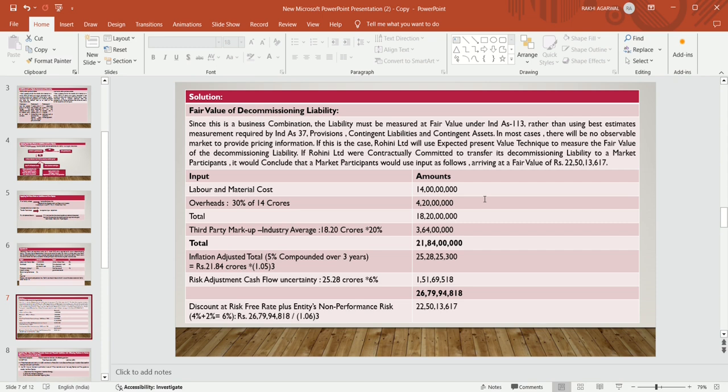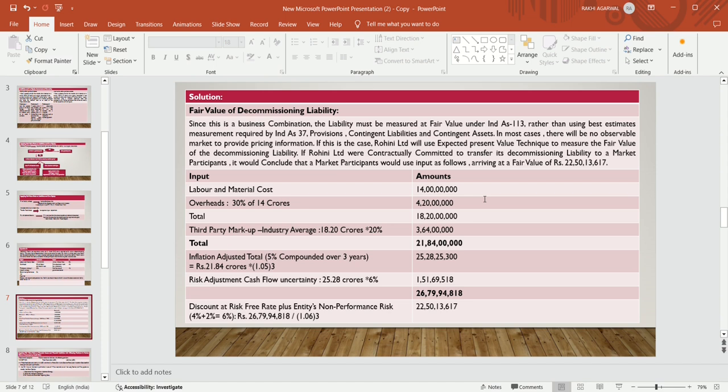So this is the solution. Fair value of decommissioning liability. Firstly, we will discuss it. We already discussed what decommissioning and restoration is. Once you dig out, after a certain period, you have to restore that place in the same way in which you had dug it out. So, fair value of the decommissioning liability.